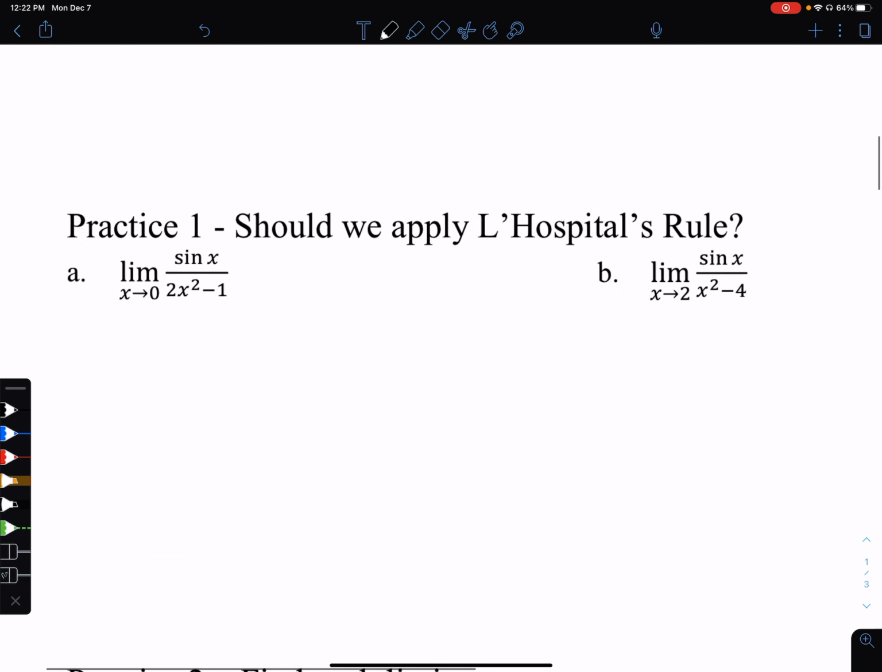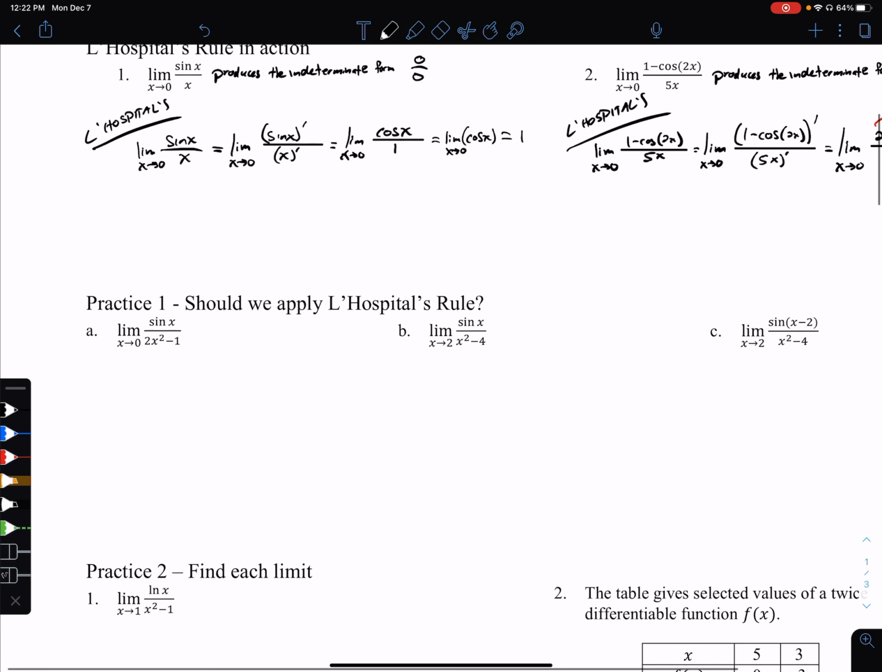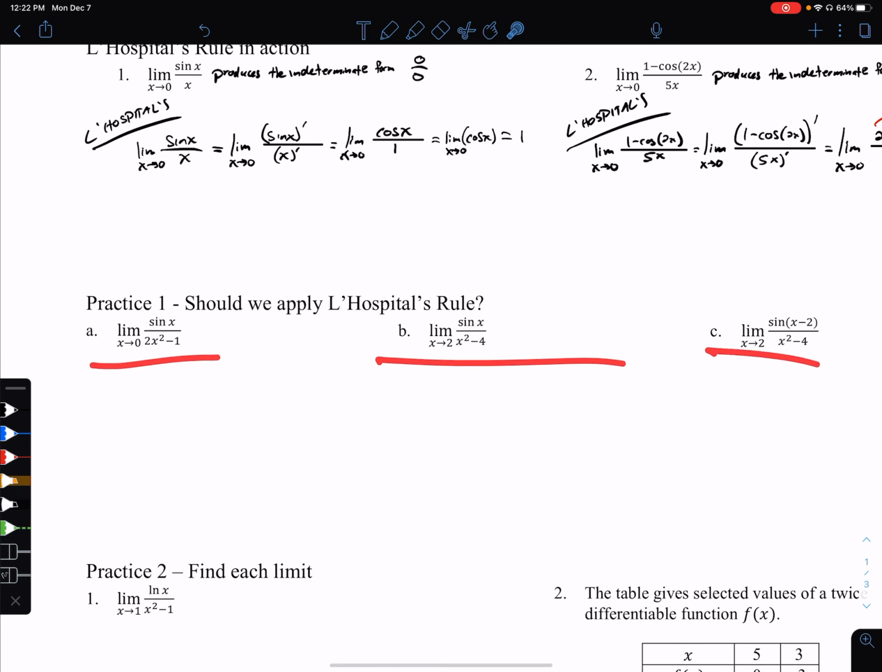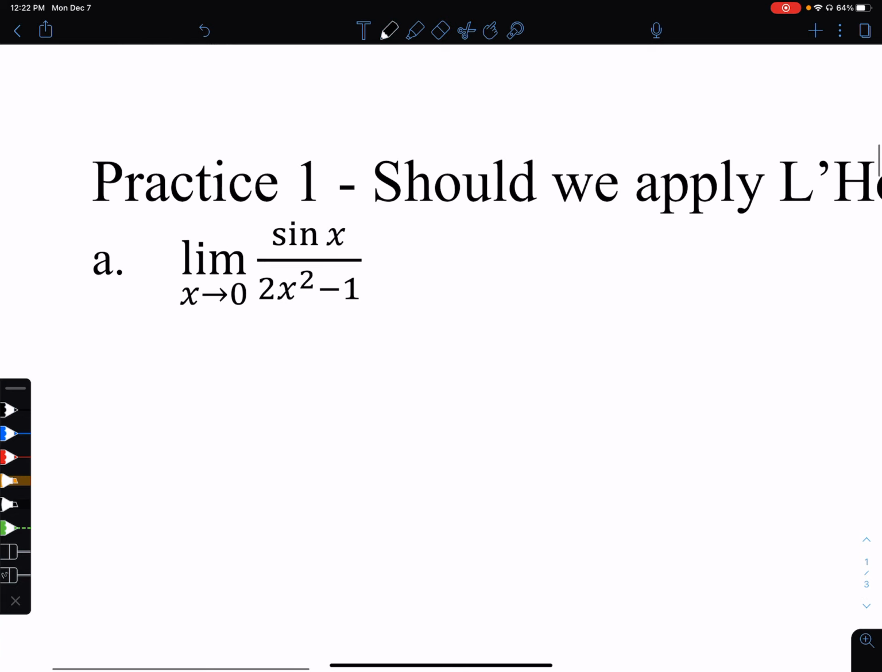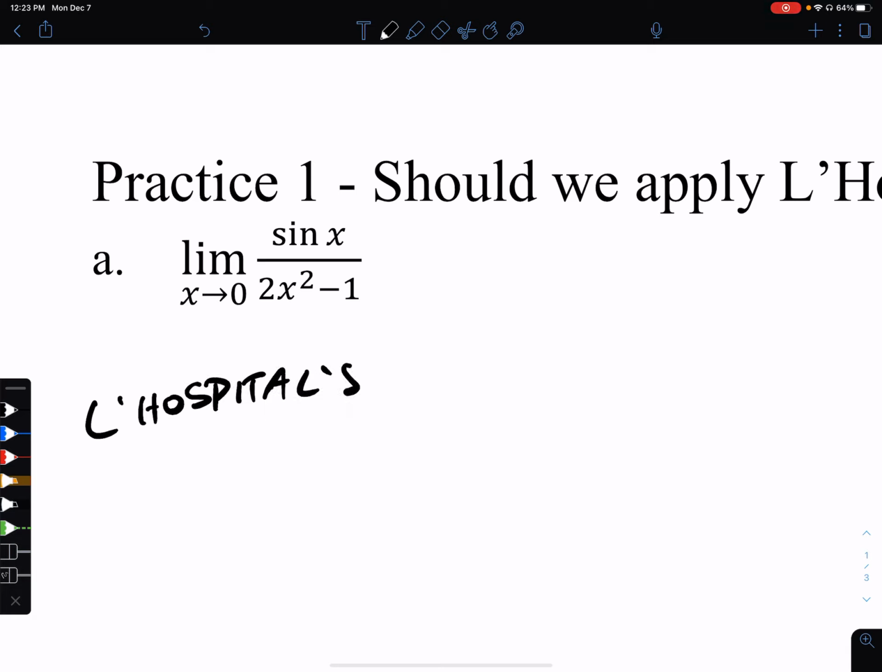Now let's check out just three of these little problems here. Should we apply L'Hopital's rule? In other words, does this produce the indeterminate form? Well, on the top, sine of 0 is going to be 0, so the top would be 0. On the bottom, you'd have 0 squared, which is 0, times 2 is 0. 0 minus 1 is negative 1. This does not produce an indeterminate form, so L'Hopital's rule does not apply.